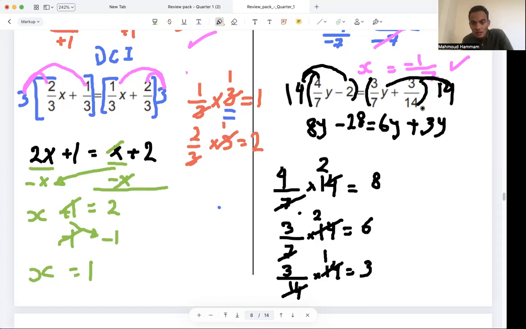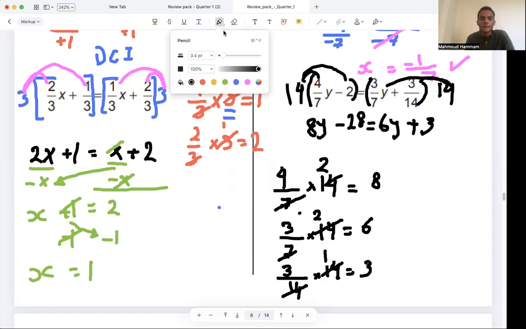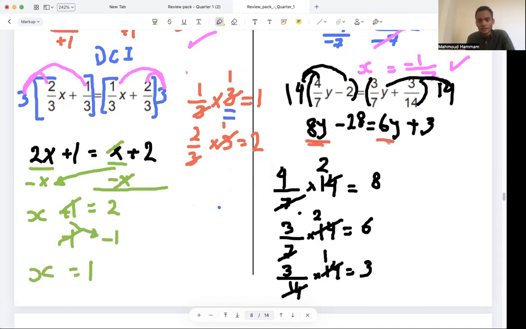Does it have a y? It doesn't have one. So we will not write the y. So just 3. Very good. Right. Now we will solve the question normally. So what are the like terms? 8y and 6y. What will you do if you want?